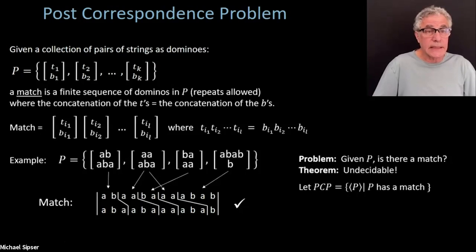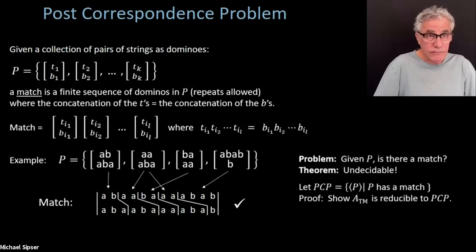Just to formulate this as a language, I'm going to call the PCP language the collection of these PCP problems, PCP instances, each one of which is a collection of dominoes. So it's the language of all collections of these dominoes where there is a match. So it's all of the PCP problems where you can solve them with a match. And we're going to prove that it's undecidable by showing that ATM is reducible to that PCP language.